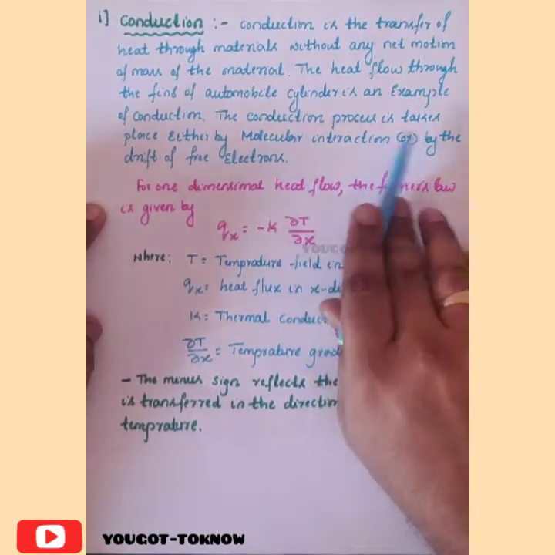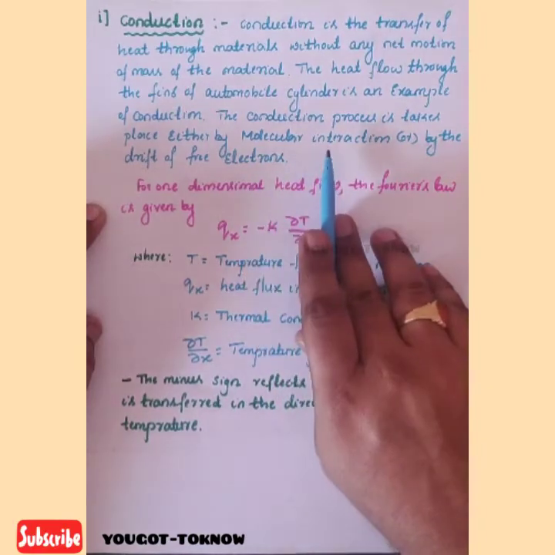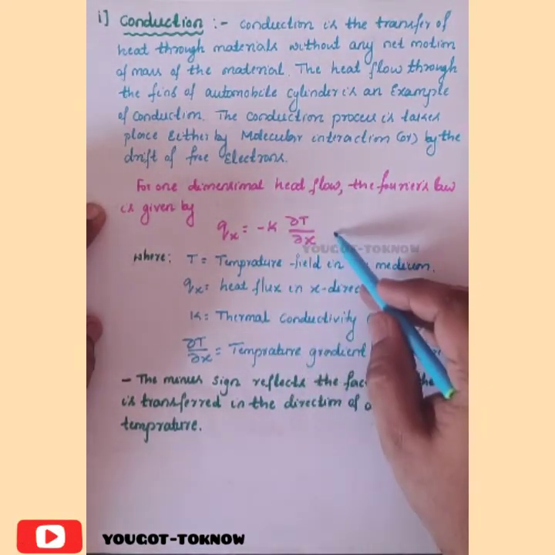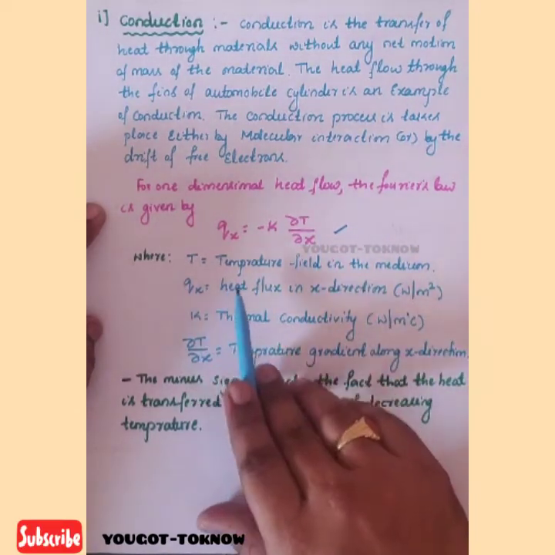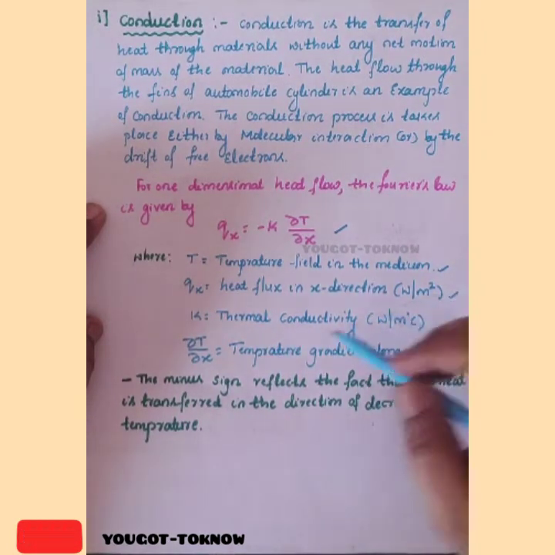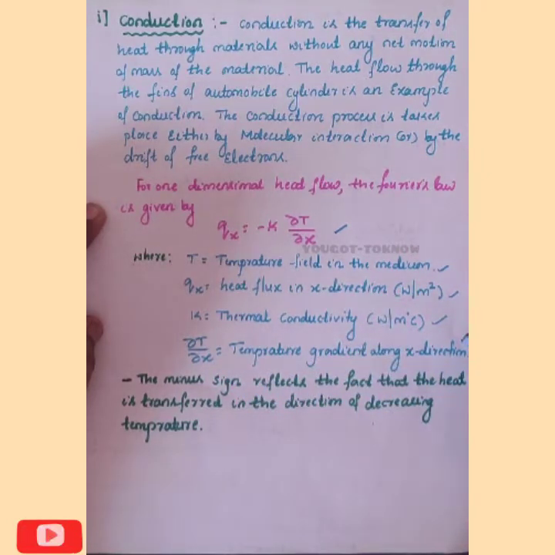Next, the conduction process takes place either by molecular interaction or by the drift of free electrons. The basic equation for conduction is Qx equals minus K into dT by dx, where T is the temperature field in the medium, Qx is the heat flux in the x direction, K is the thermal conductivity, and dT by dx is the temperature gradient along the x direction. This is a one-dimensional equation.